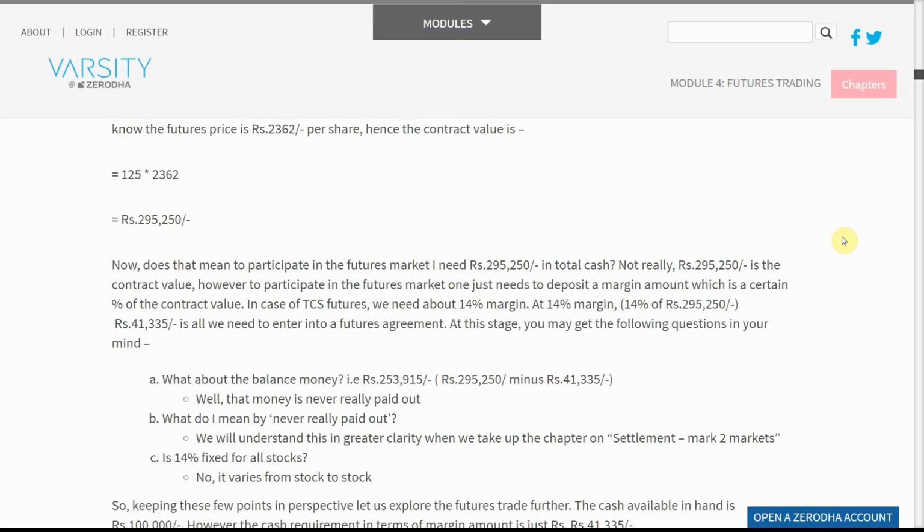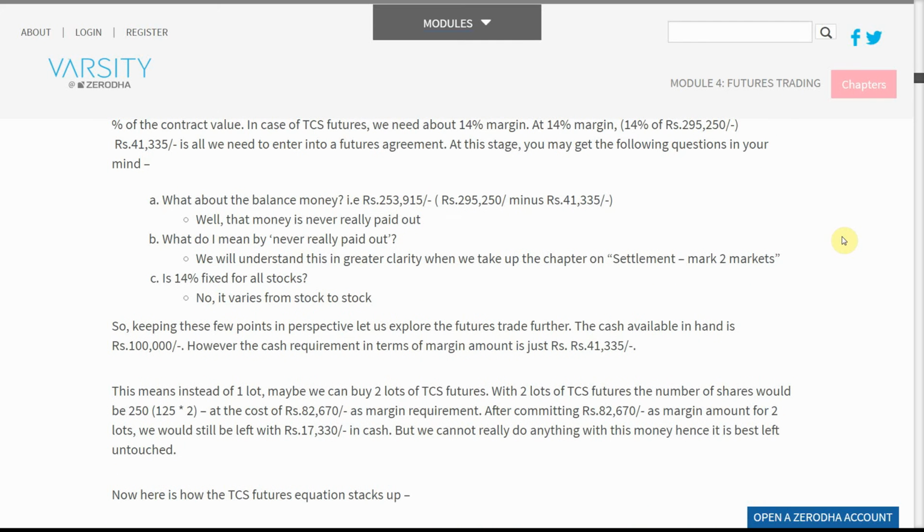At this stage, you may get the following questions in your mind. What about the balance money, i.e. 253,915 rupees (295,250 rupees minus 41,335 rupees)? Well, that money is never really paid out. What do I mean by never really paid out? We will understand this in greater clarity when we take up the chapter on settlement, Chapter 2.